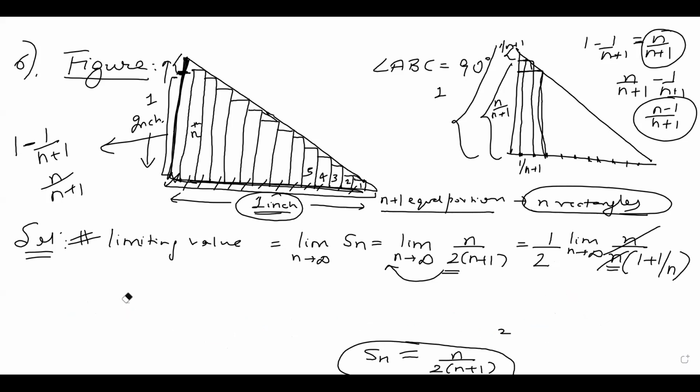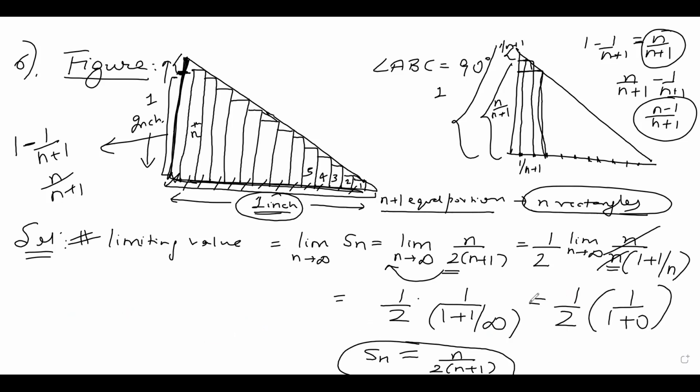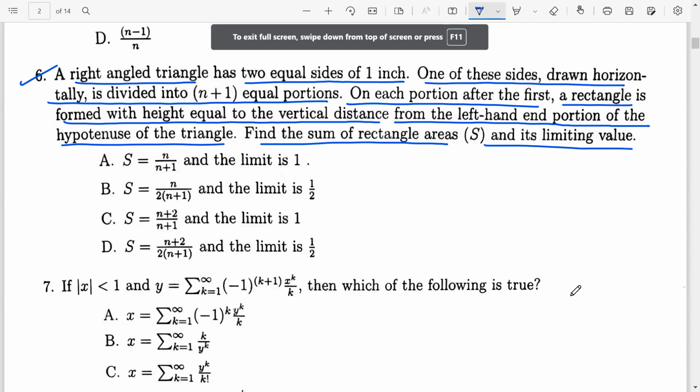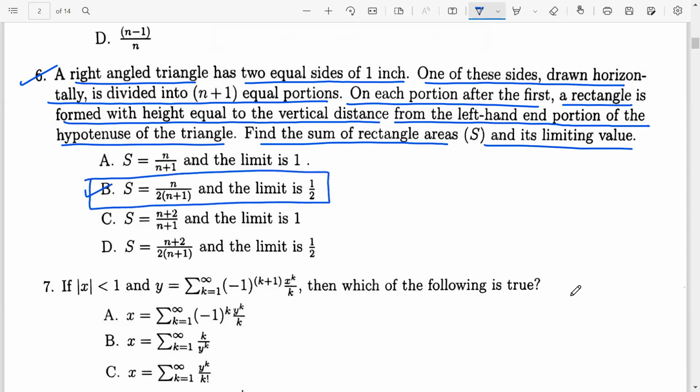So erasing this part off, I can write that this will come out as half times 1 upon 1 plus 1 upon n, where n is infinity. Anything upon infinity gives you 0. So this is 1 upon 1 plus 0. This is half, the final answer for this question. So the sum of the n rectangles is n upon 2 times (n plus 1), and the limiting value is half. I can come back to the question paper and mark the correct answer: the limiting value is half and the sum is n upon 2 times (n plus 1).